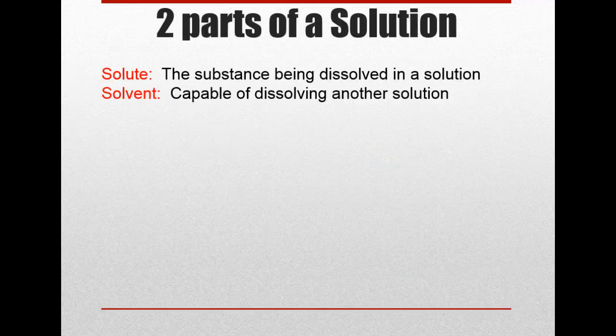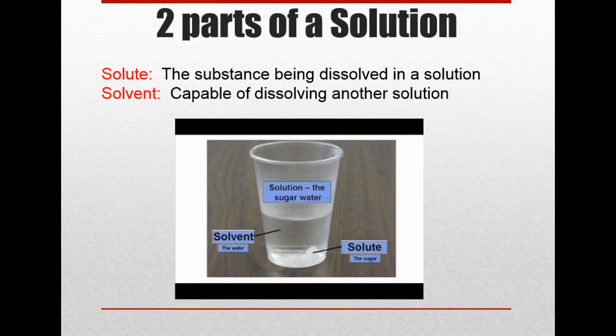There are two parts of a solution. You have the solute and the solvent. The solute is the substance being dissolved in a solution. The solvent is capable of dissolving another substance or solution. In this example, we have sugar water. The solution is sugar water. The solute is the sugar. That is the substance that's going to be dissolved into the solvent, which is the water.